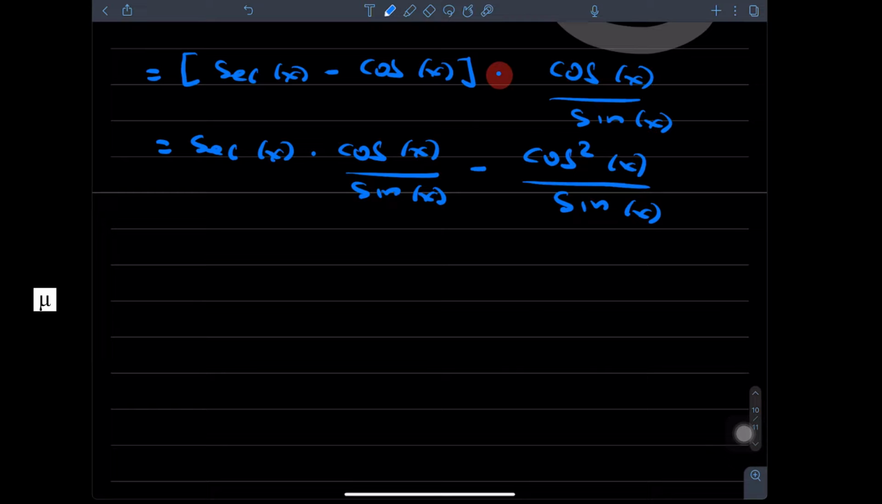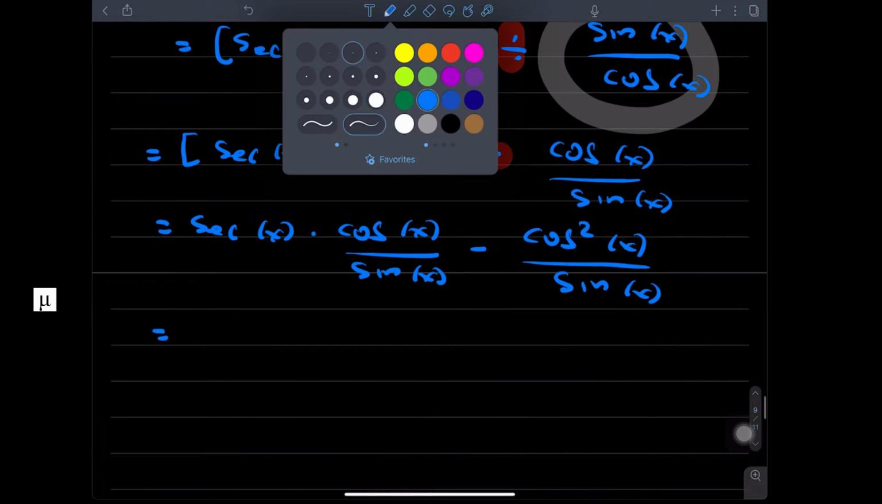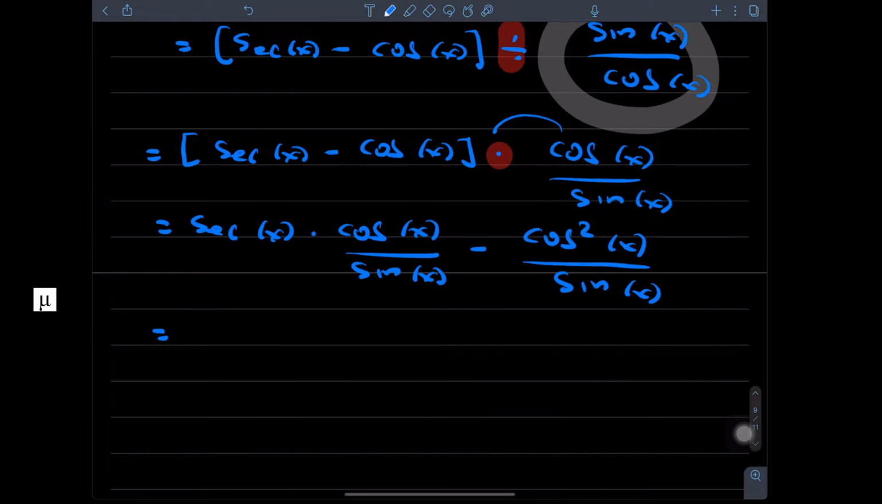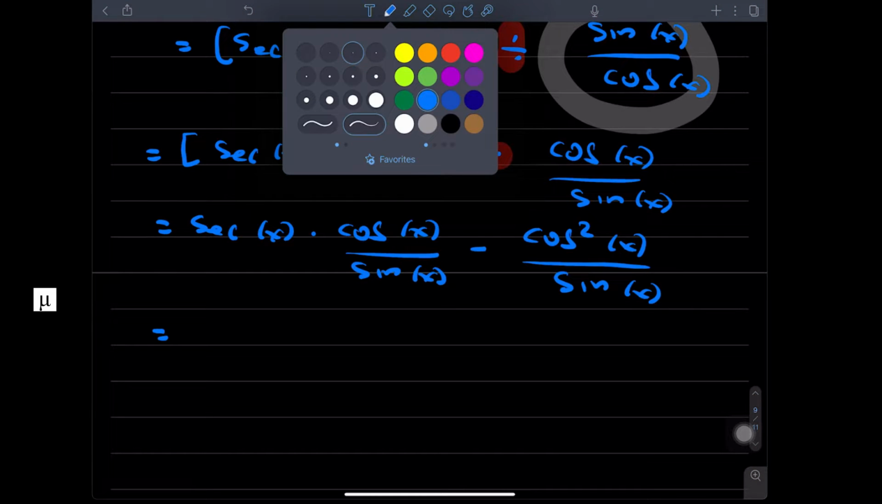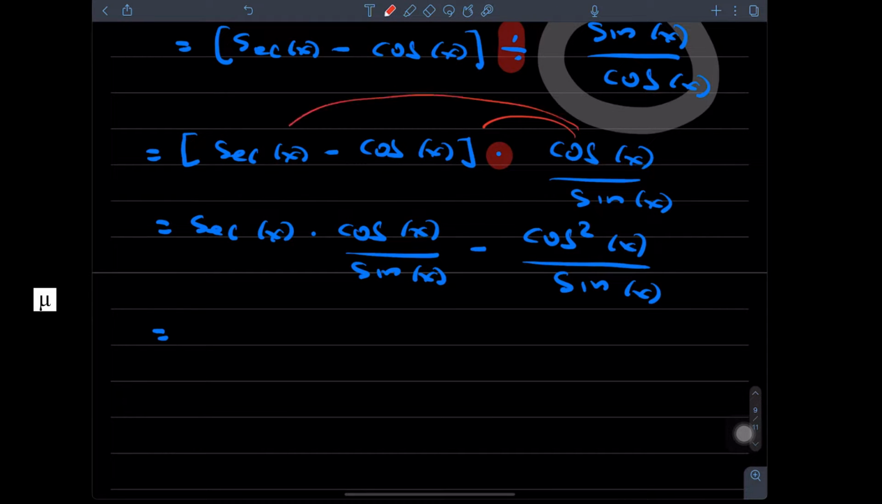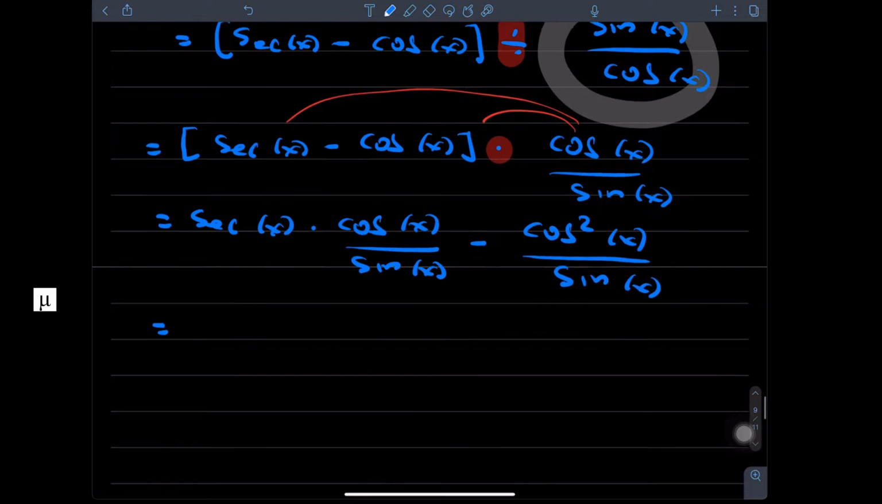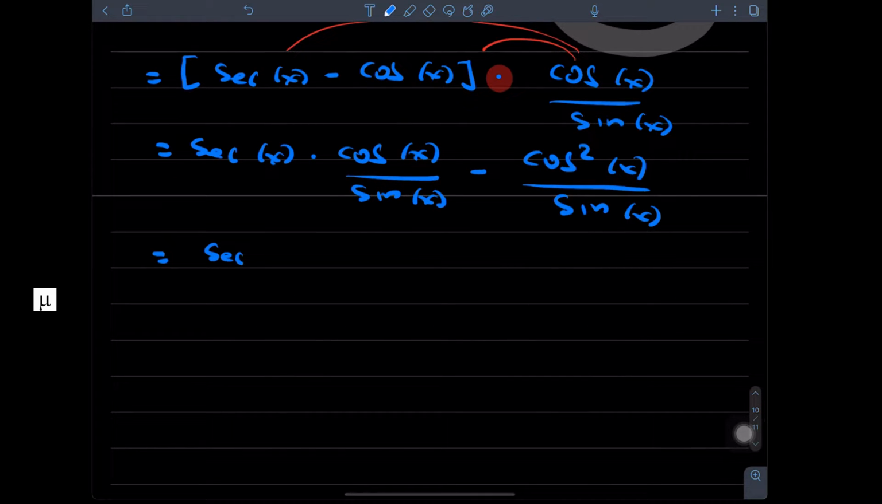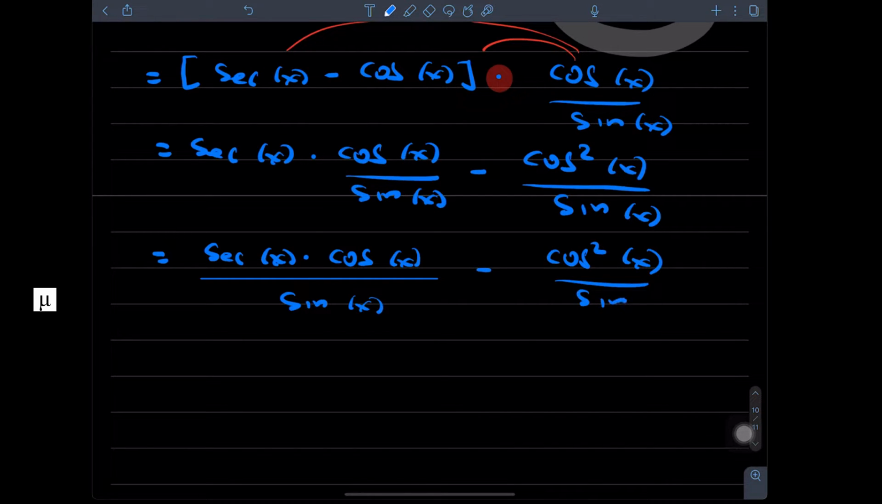Okay, you guys okay with that one? So didn't I just distribute? Let's get the red out. So we distributed. Is that true? Okay, and now you have what? Secant over cosine divided by sine minus cosine squared over what? Sine.